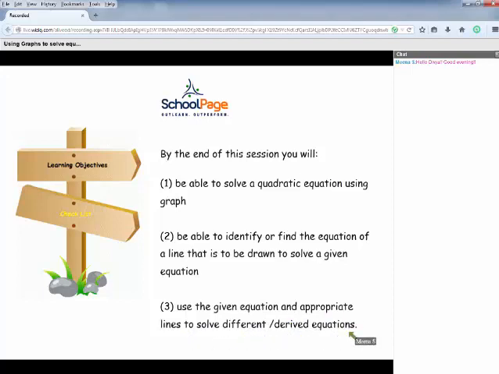So there are three things that you are going to do today. One is solving a quadratic equation using graph. I think you know this very well. You may be knowing the second part also. The third part is what you told me that you need some help with. Anyway, we will go through all three. One is solving the quadratic equation directly using a graph. Another is identifying the line which has to be drawn to solve the equation. And the third one is, using the given equation, how to solve the derived equation.